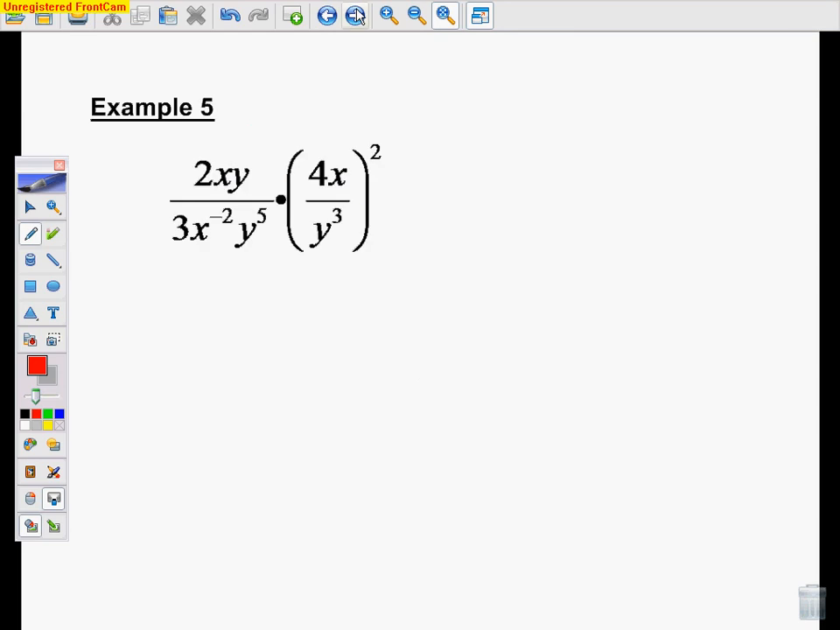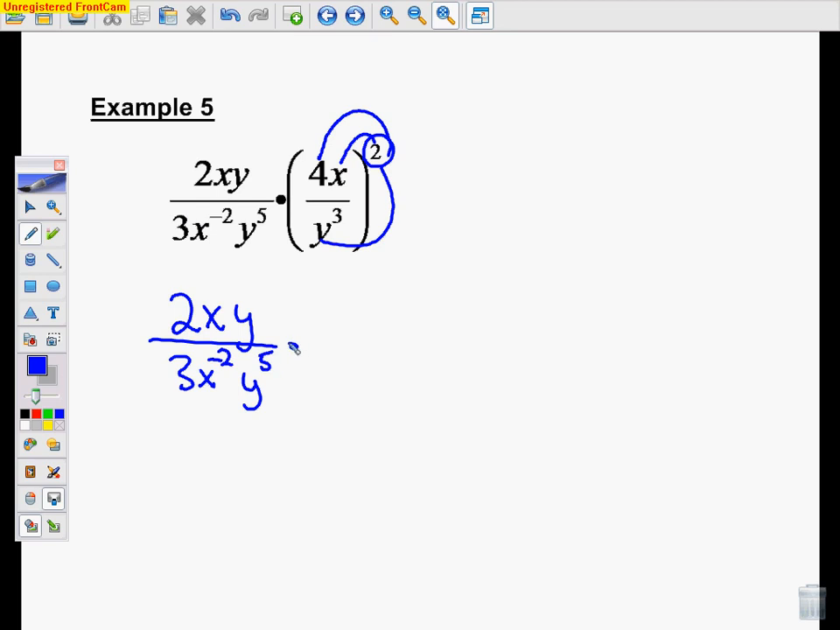Now, example 5, I'm taking part of what we did in example 4 and part of what we did in example 3, putting it together. So the first thing we're going to do is deal with this exponent 2. This 2 has to distribute to everything in the parentheses, everything in that quotient. Now, this first part, we're just going to leave this alone. Let's just write it down. 2xy over 3x to the negative 2nd y to the 5th. Times, let's go ahead and distribute this 2 now. So 4 to the 2nd is 16, x squared is x squared, and y cubed squared is y to the 6th, because you multiply those exponents.